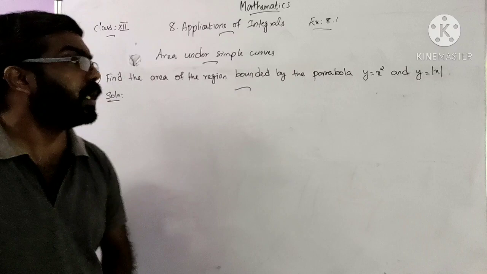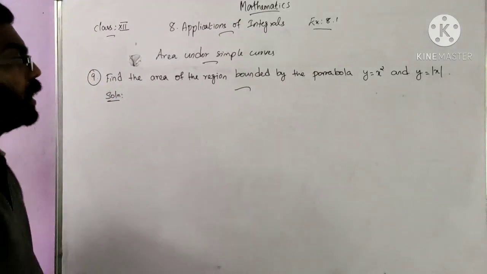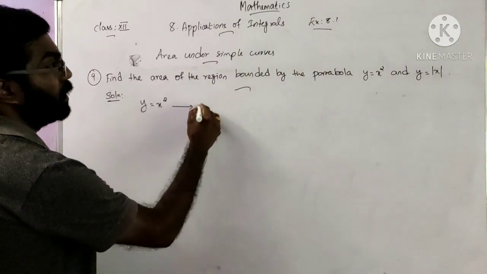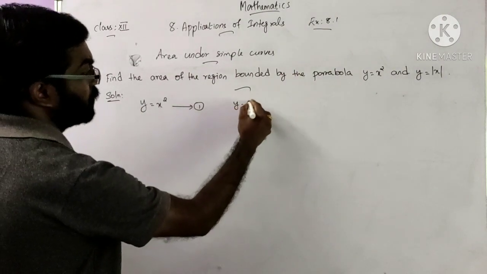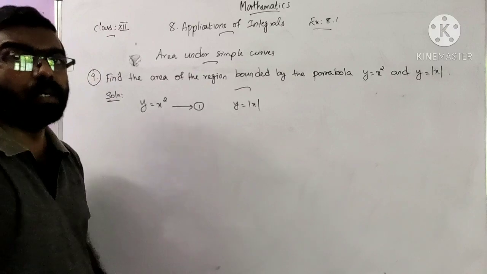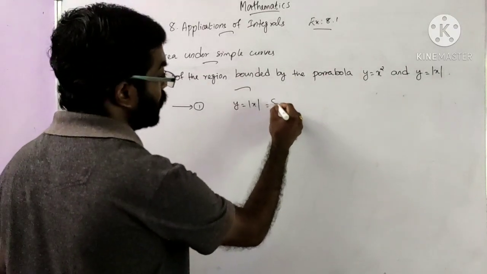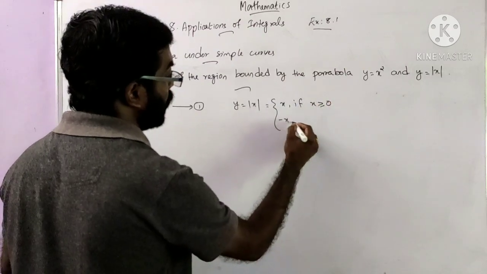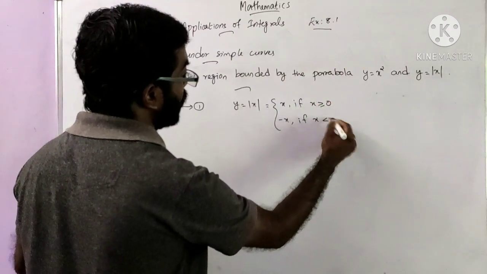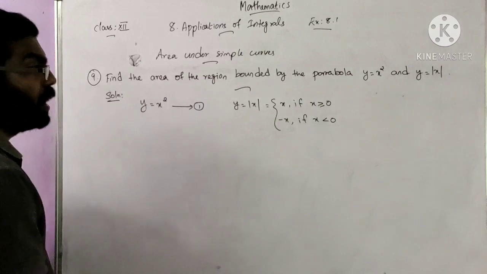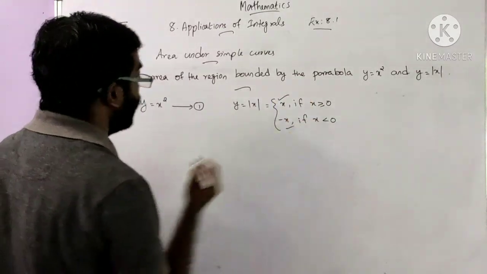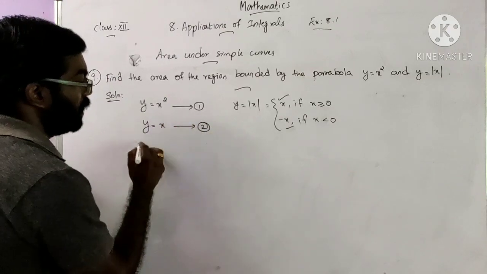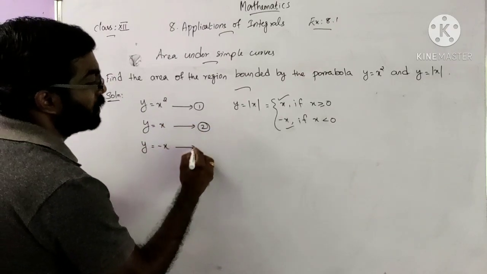Find the area of the region bounded by the parabola y is equal to x square and y equal to mod x. We know the definition of modulus function. Mod x equal to x if x is greater than or equal to 0 and mod x equal to minus x if x is less than 0. So we have to consider the two parts separately. So we can write y equal to x as the second equation and y equal to minus x as the third equation.